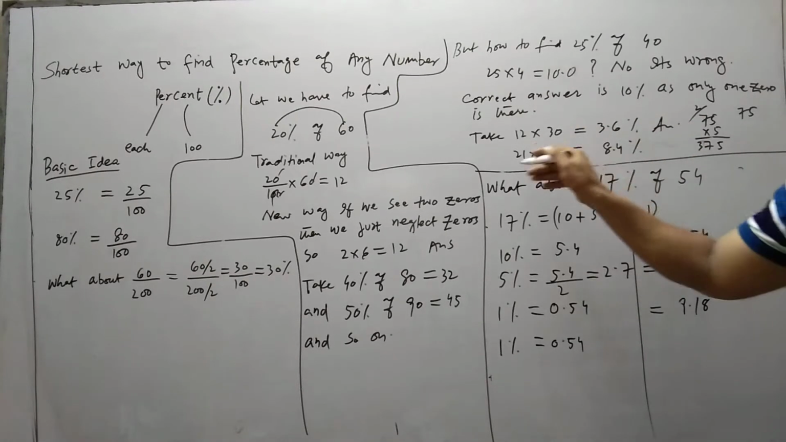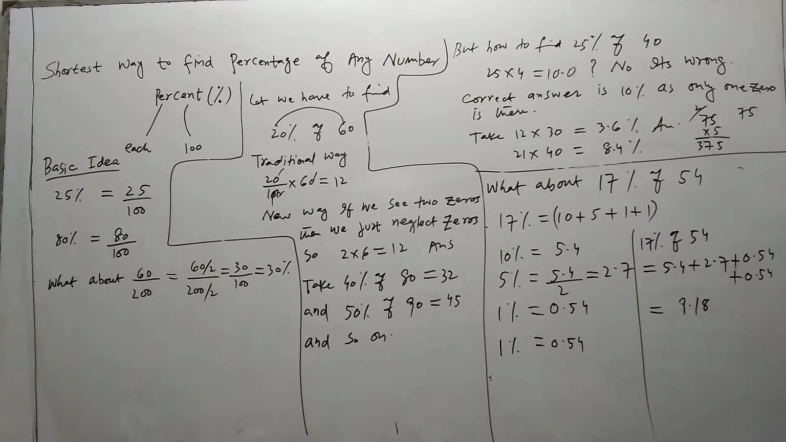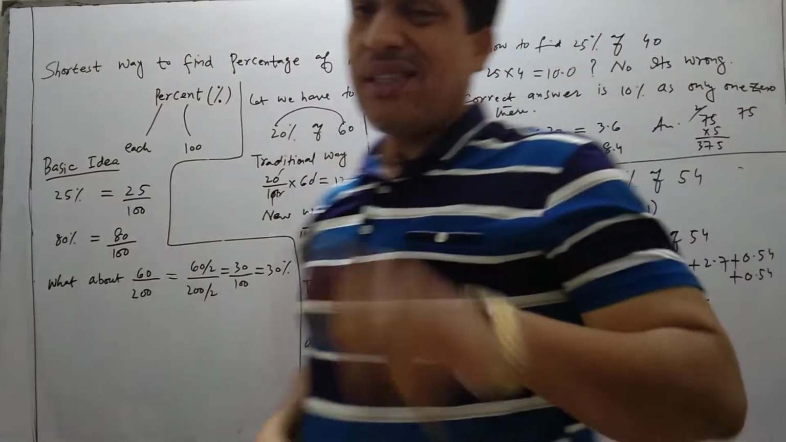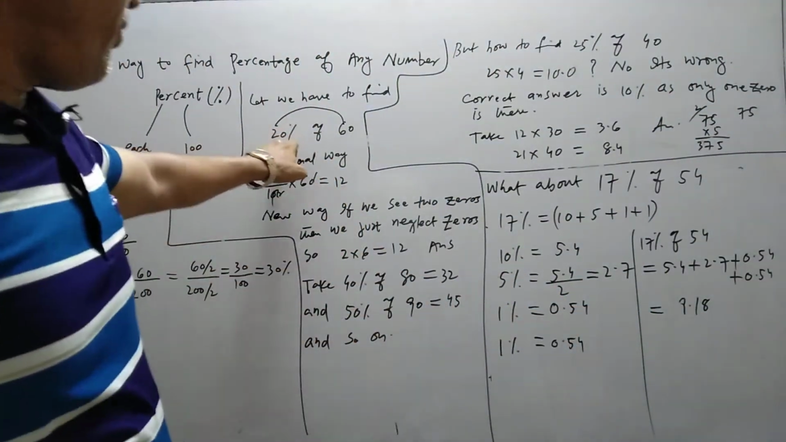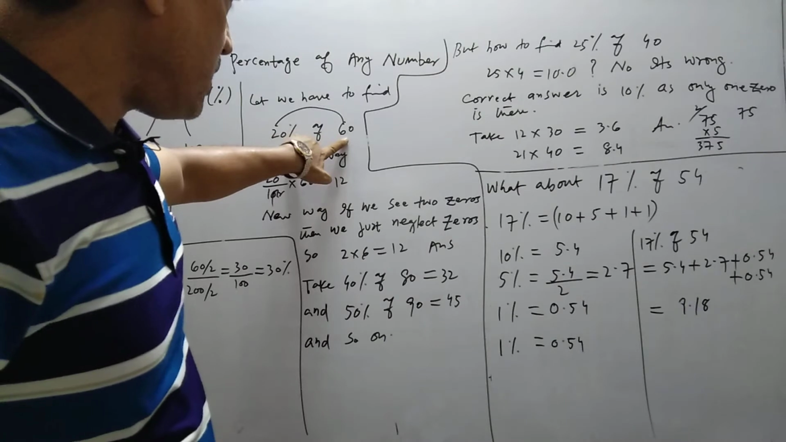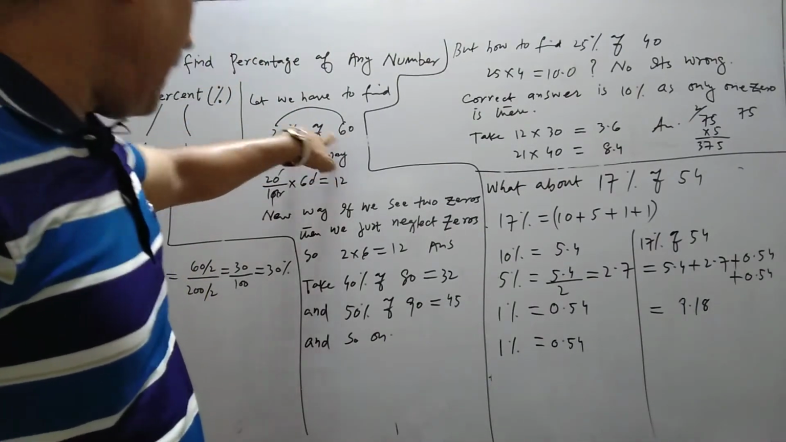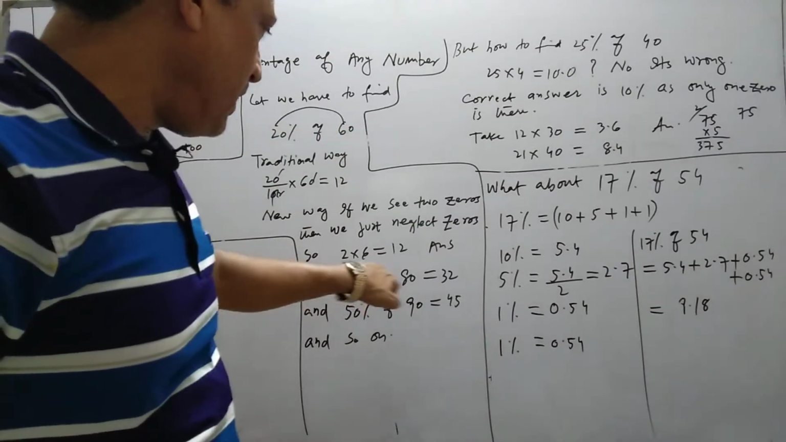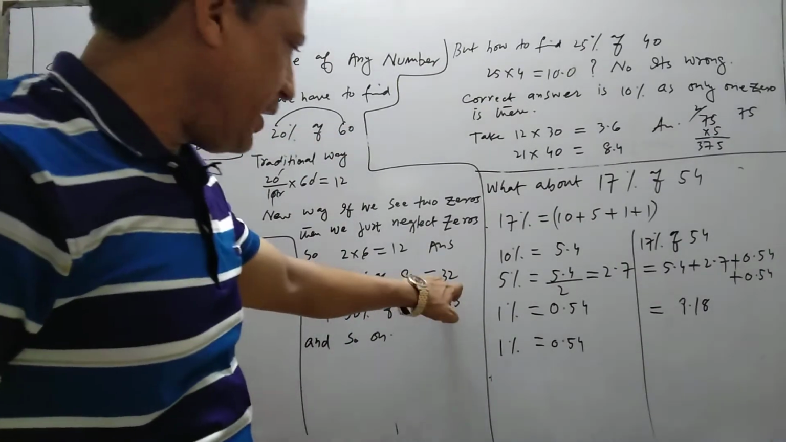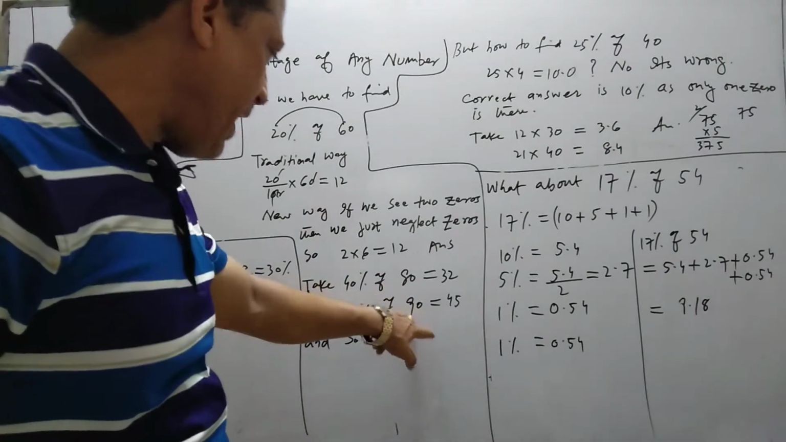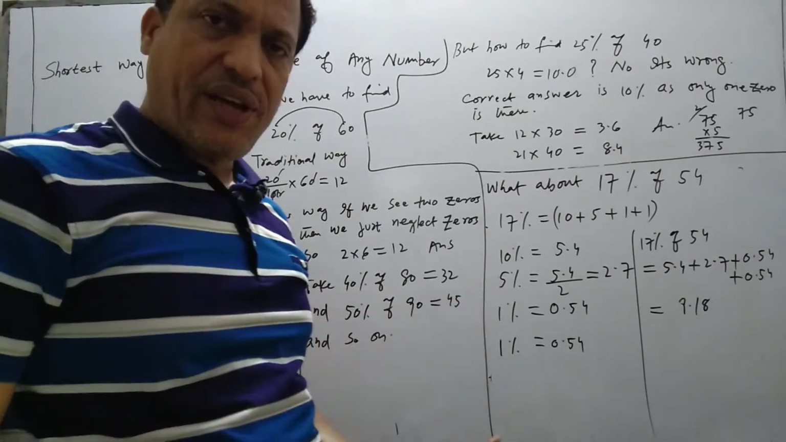You can check. If you find 21 into 40 or any number, you can check by using this method. What about 17% of 54? This is the third case. If two zeros exist, you just drop the two zeros and multiply the numbers directly, like 2 sixes are 12. 40% of 80, 4 eights are 32. This is your answer. 50% of 90, 5 nines are 45.